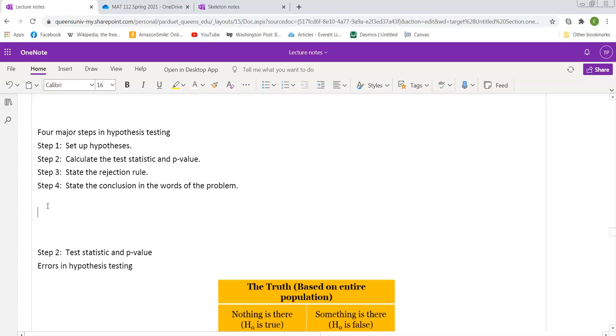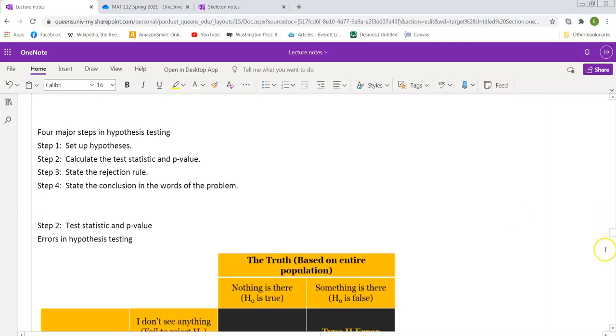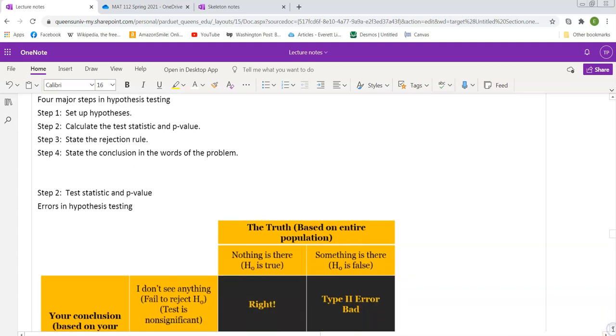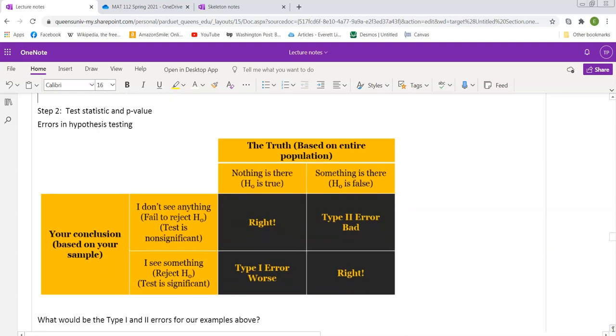So the first thing we need to do when we start talking about the test statistic and the p-value is we have to talk about the 2 kinds of errors that might occur when we run a hypothesis test. So let's think first about what the truth is of the population, that H0 is true or that H0 is false. Okay, so if H0 is false, that's what we're looking to prove.